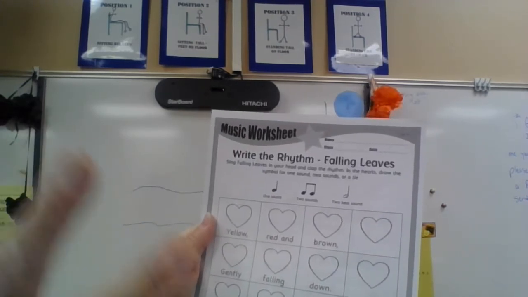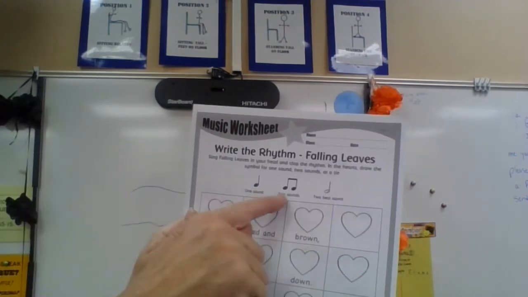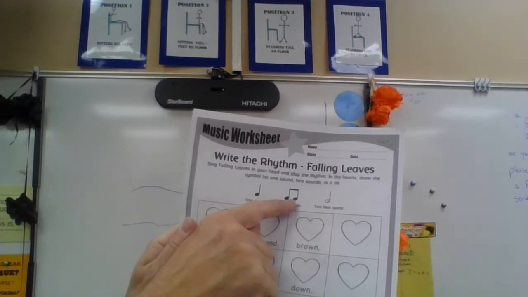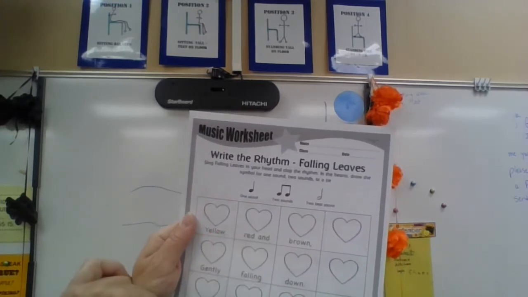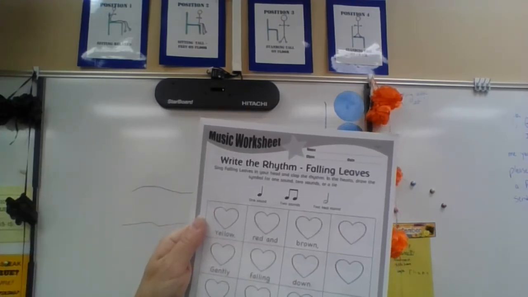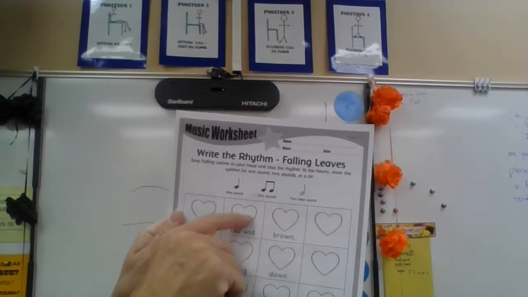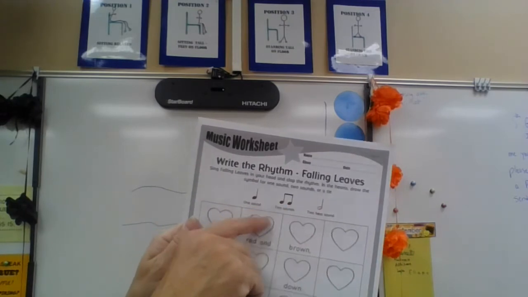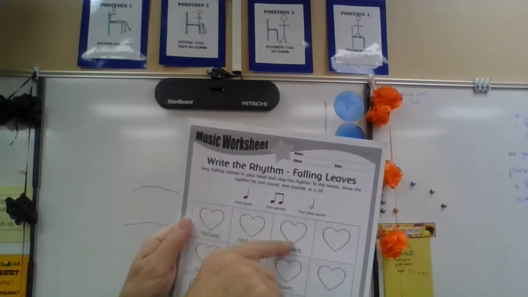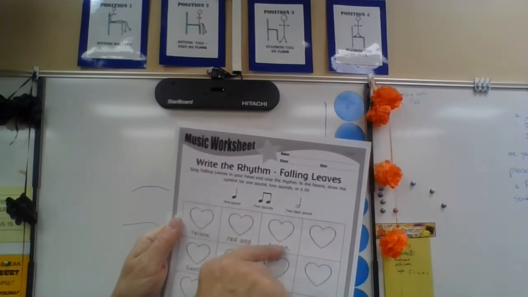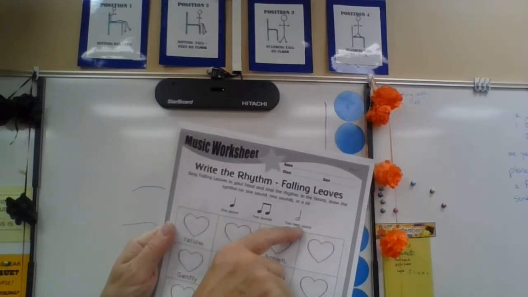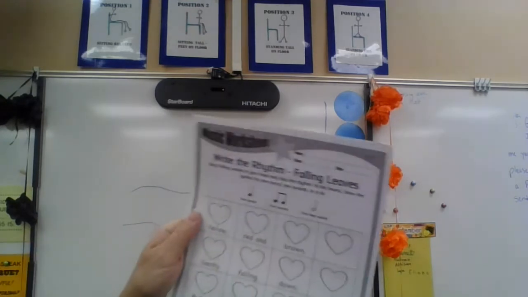Yellow, yellow, ti-ti. So I would draw two eighth notes right here, two ti-tis inside that heart. How about this one? Red and, red and. In that measure, there are two parts to those words, so I would again write two eighth notes inside the heart. Brown, this one, we say brown really long, brown. So I think that would go there. It looks like the quarter note that's not colored in.